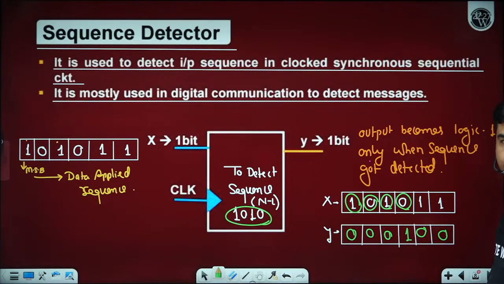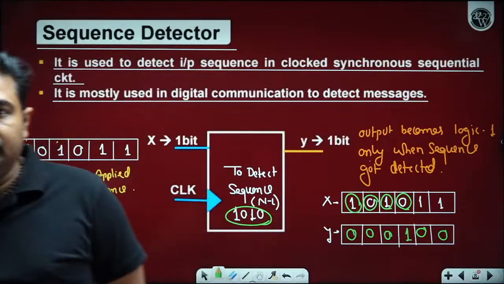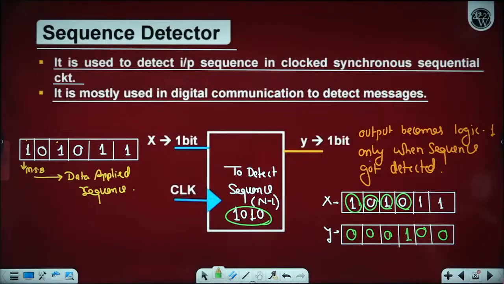Great. Beta ji, please let me know by writing in the comment section. All of you now have an overview of the sequence detector. Great, sir.